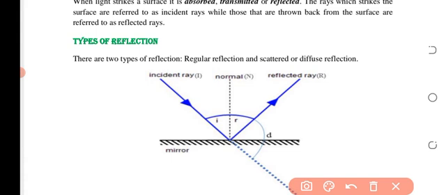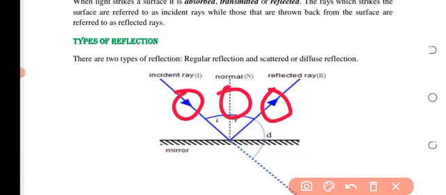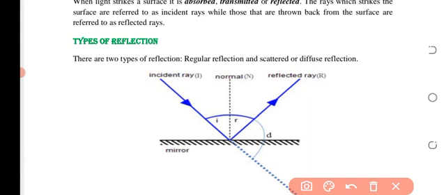The light that strikes the surface is known as the incident ray, which can be represented with capital letter I, and the one that is thrown back from the surface is known as the reflected ray, which is represented with capital letter R. And there are some other terms used in describing reflection. We have a line that is perpendicular to a reflecting surface, which is known as the normal, represented with capital letter N. And also, the angle between the incident ray and this normal is known as the angle of incidence.